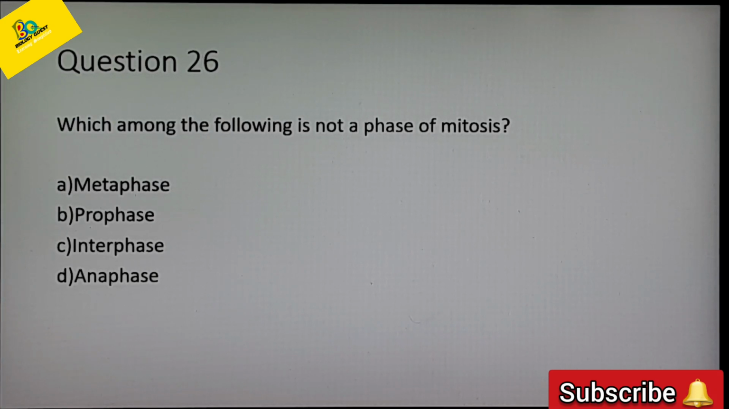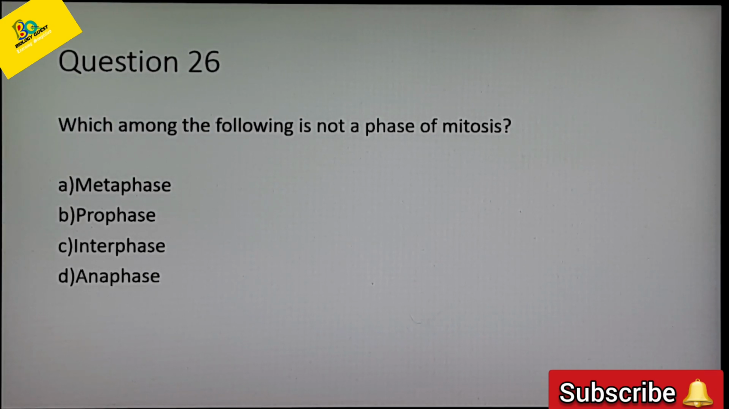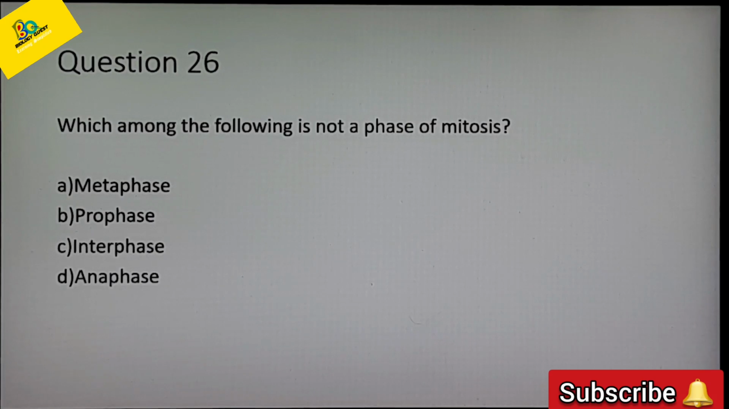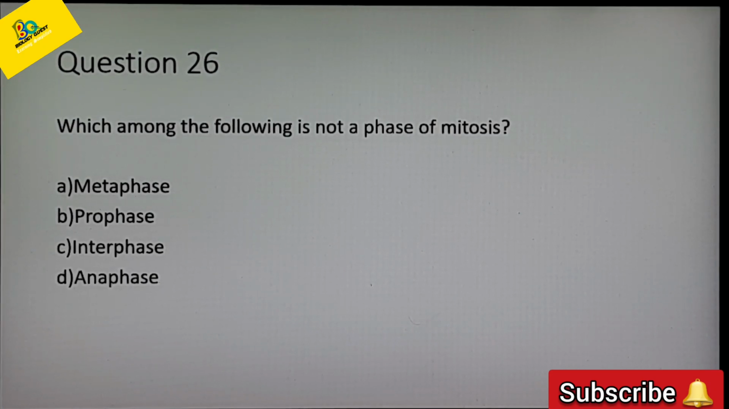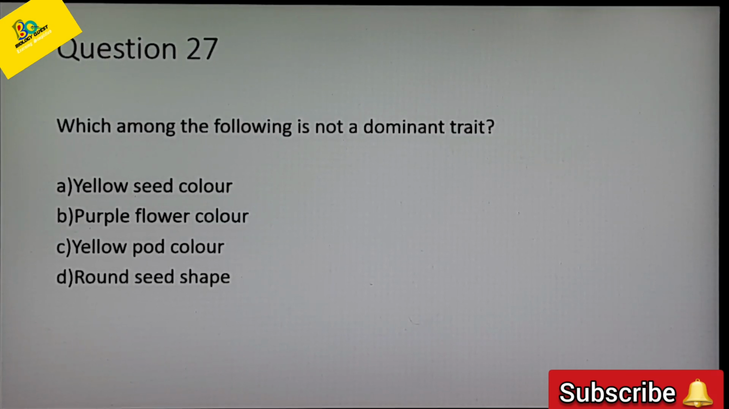Which among the following is not a phase of mitosis? Options are A. Metaphase, B. Prophase, C. Interphase, and D. Anaphase. Okay, the phases of mitosis we know: prophase, metaphase, anaphase, and telophase are the four phases of mitosis. So, which is not a phase of mitosis? We can easily identify it as option C, Interphase.